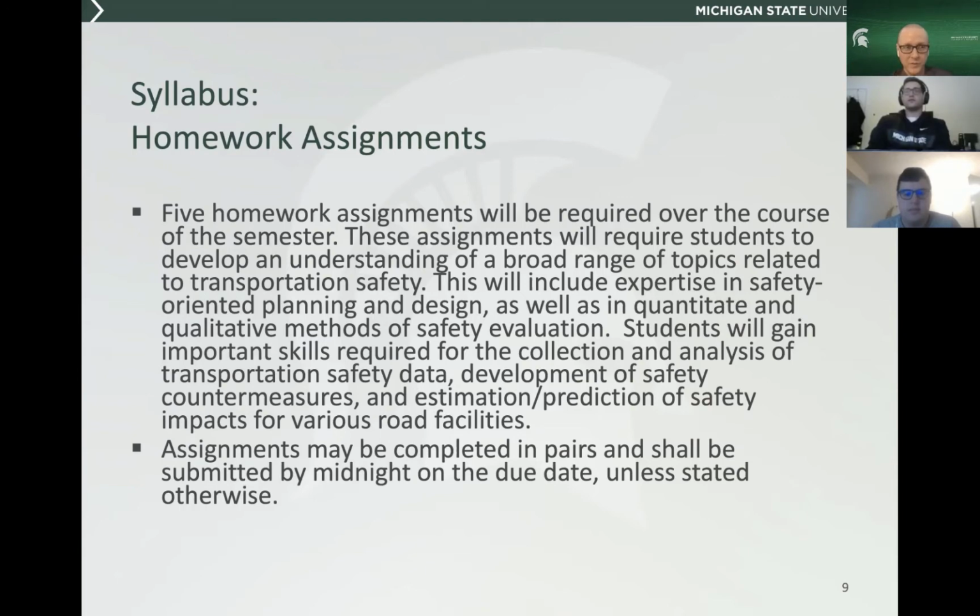And there'll be a few cases where possible, I'm trying to leverage real world transportation data for these, and that will also help to familiarize you with some of those resources. And I'm assuming you probably have some degree of familiarity with those. Have you guys used MichiganTrafficCrashFacts.org at all and the data query tool? Okay.